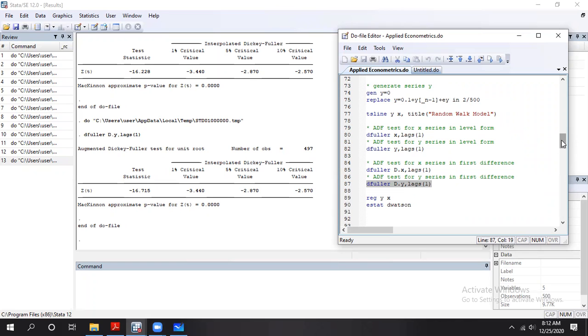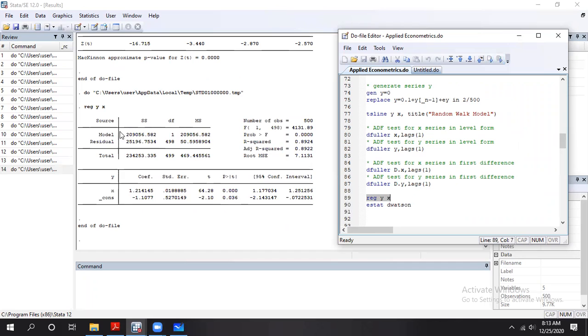We just regress the data. We regress Y_t and X_t at the level form. So what happened? Let's say we regress Y on X, and this is the result. Based on this result, it is quite interesting, because the t-statistic is quite large, 64. So in this case, it means that X has a very highly significant effect on Y.